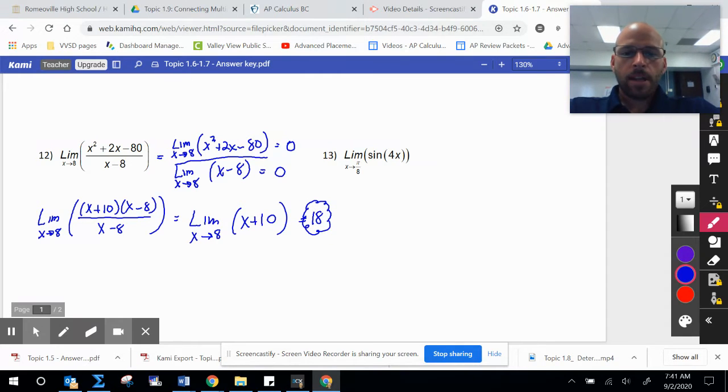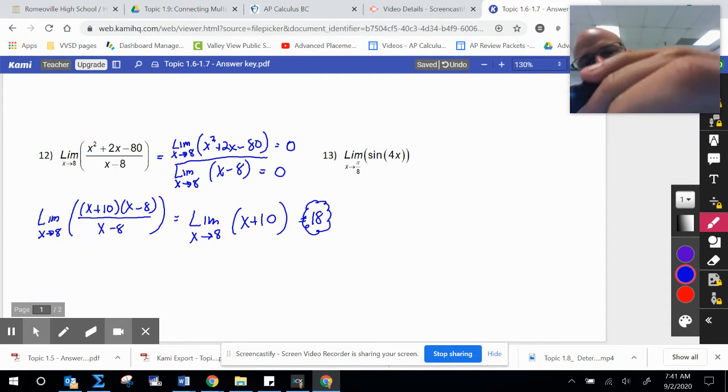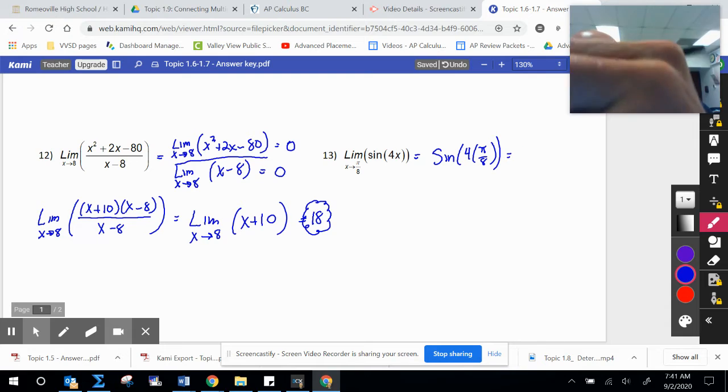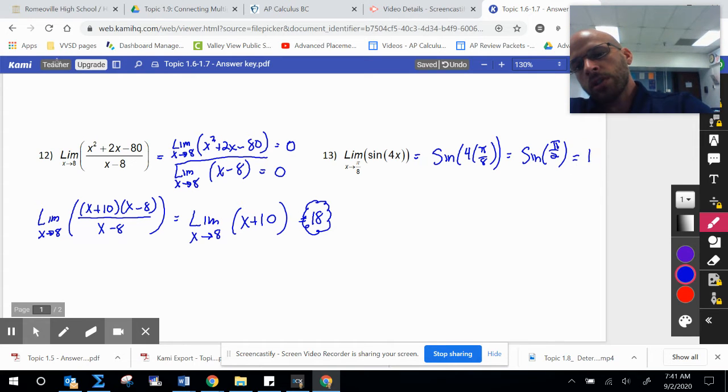Okay. For number 13, again, I always start with that direct substitution. So this is going to give me the sine of 4 times pi over 8. And 4 times pi over 8 is just the sine of pi over 2. And the sine of pi over 2 is 1. So that would be my answer.